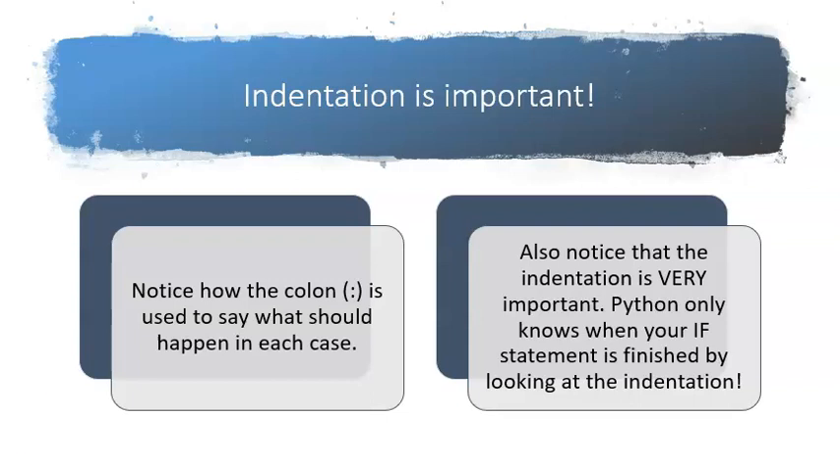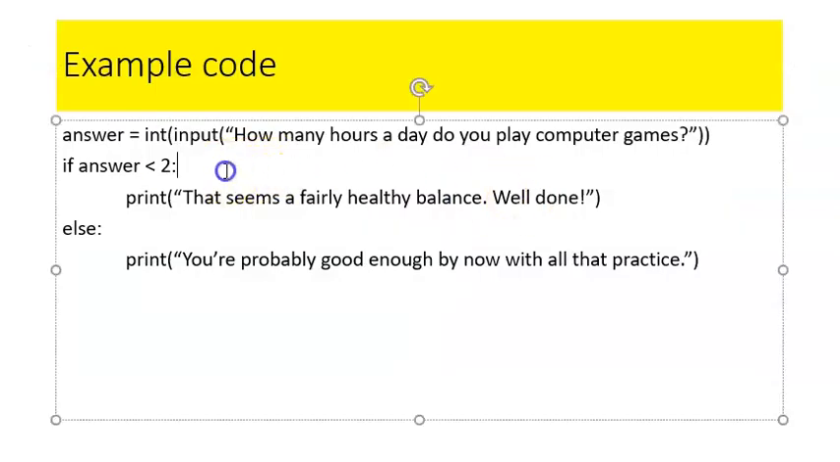Next point is that indentation is really important, because you're telling Python that you've finished your if statement. It knows that by looking at the indentation. It's also really important that you use the colon. So if we look back at my example code there, I put the colon there, and I've indented these 2 lines based on the condition. So if the answer is less than 2, if that is true, I'm going to print that, else, if it's 2 or more, I'm going to print that, and we notice that they're both indented there. We notice the colon is also on the else as well.